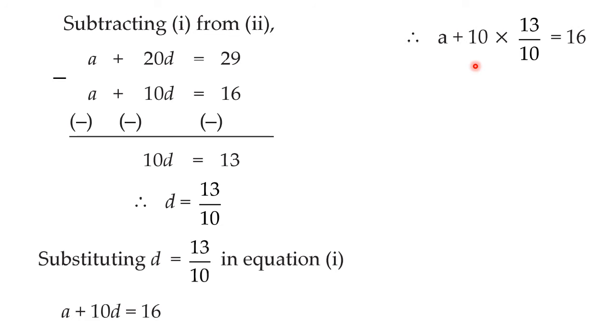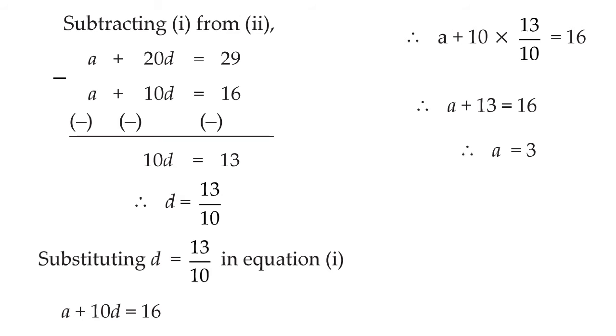So what we will get, a plus 13 is equal to 16. And from that we can write down a is equal to 16 minus 13, that is 3. Okay. So we got value of d and we got value of a. Now we have to find out T41. So again we have to use the formula of Tn to get value of T41. Okay. This sum is a little bit lengthy. It can appear for 3 marks.